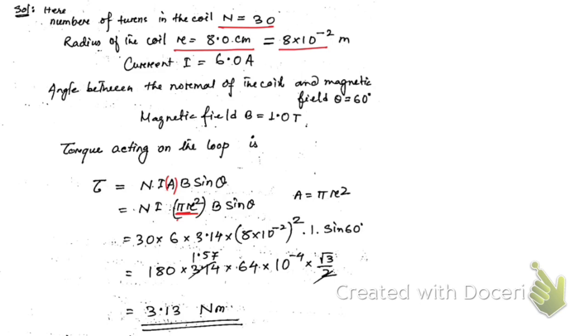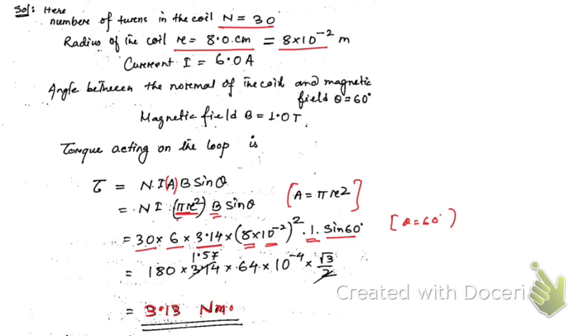So let's put all the given values here. This is 30, 6, 3.14, and 8 into 10 to the power minus 2 square. Magnetic field is 1 Tesla, sine 60, theta is 60 here. So here theta is equal to 60 degree, that is given. Okay, so putting all those values, we have got this answer 3.13 Newton meter. This is the torque, right?